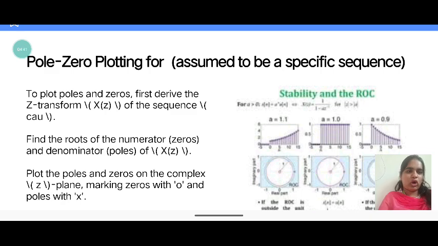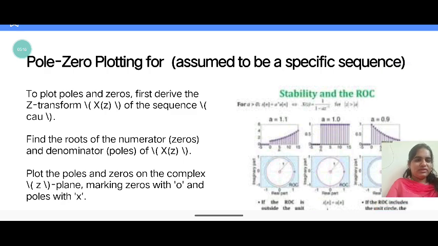Pole-zero plotting. There are many plottings and different types of plottings. Based on the values it will be plotted. First determine the Z-transform of the sequence. Find the roots of the numerator, the zeros, and of the denominator, the poles, of the Z-transform. Plot the poles and the zeros in the complex plane, marking zeros with a circle and poles with x. Apart from that, we start from zero and go to the values where they are, and that is called a specific sequence of the plotting. These are the plotting things.